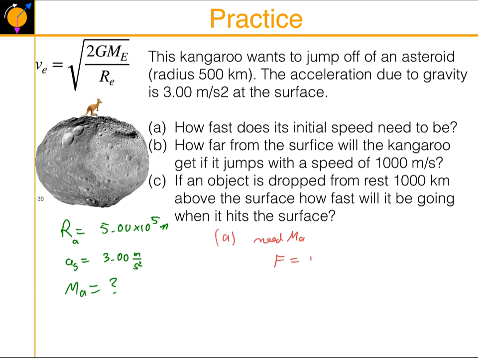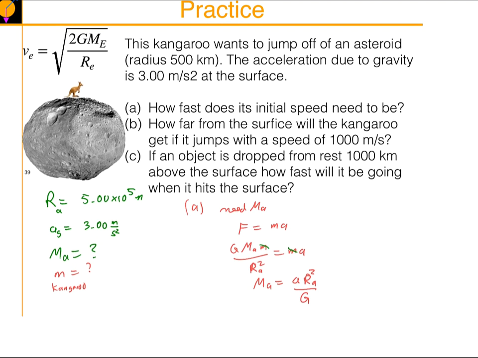Use F equals ma for the kangaroo. So the kangaroo's mass, m, we're not going to need it, it turns out, as usual. For the force, it's the force of gravity: G times the mass of the asteroid, M, over r squared, equals m times the acceleration. You notice that the m's go away. So I can get an expression for the mass of the asteroid: the mass of the asteroid is a r squared, where r is the radius of the asteroid, so a times the radius of the asteroid squared over G. We can calculate that real quick, and it ends up being 1.1238 times 10 to the 22 kilograms. But I can also just use it like this.